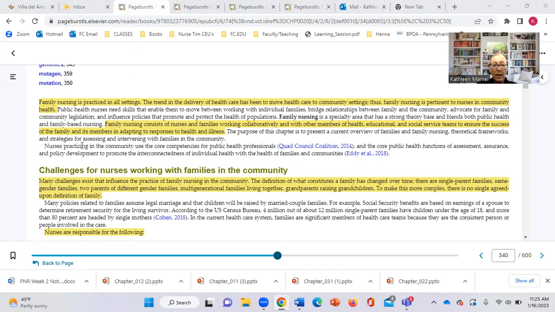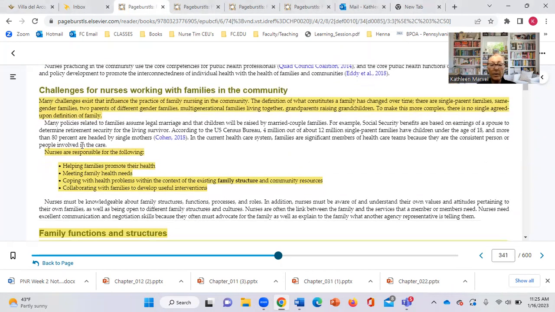Okay, there's many challenges that exist with family nursing, right? The first starts with what is the definition of a family? We know that the definition of the family has changed over time. We know there's single parent families, same gender families, two parents of different gender families, multi-generational families living together, grandparents raising kids. Okay, so right now there really is no single agreed upon definition of a family.